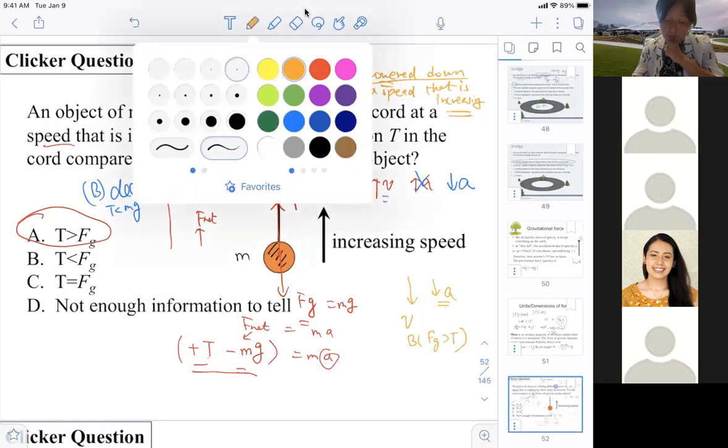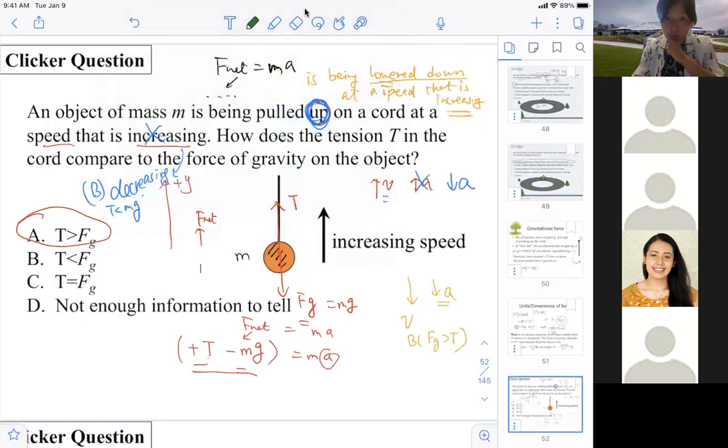Now, the last modification I make to the problem, there are only so many ways I can change it, is an object is being lowered down by a cord at a speed that is decreasing. Now you know that velocity is still down, then acceleration is up because it's decreasing that velocity, so acceleration must be up. Now you would choose A because the tension must be bigger.